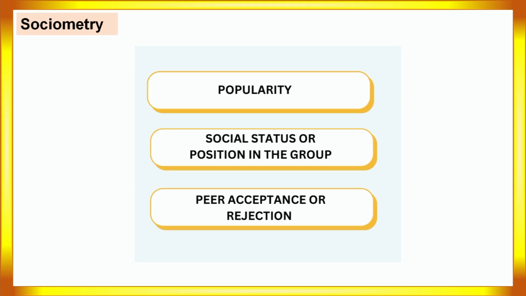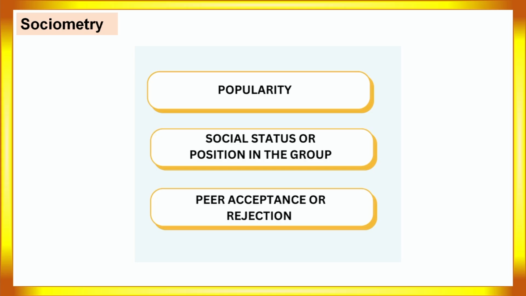The most common characteristics of social relation generally taken up through sociometry for analysis are the popularity of a person, the social status or position of a person in a group, and peer acceptance or rejection. When I say status, I am not talking about socio-economic status. Here we are talking about social status in terms of how popular a person is or how they interact with others. These are the three common characteristics we generally study through sociometry, but it is not an exhaustive list.